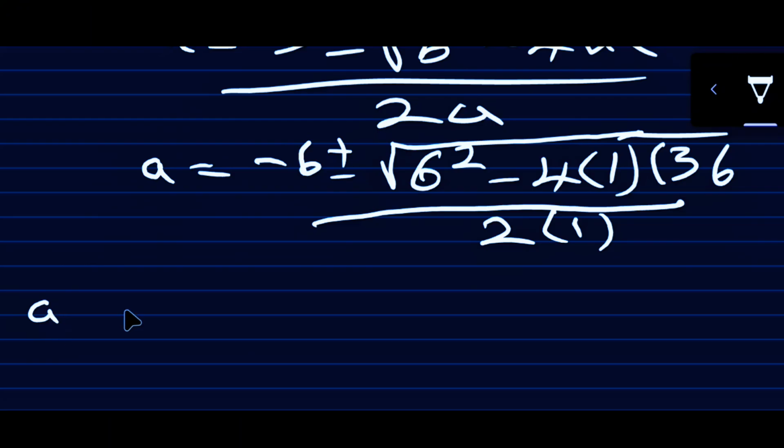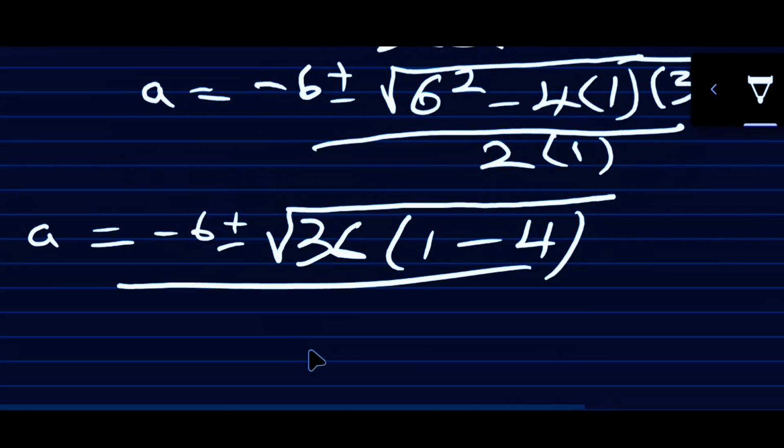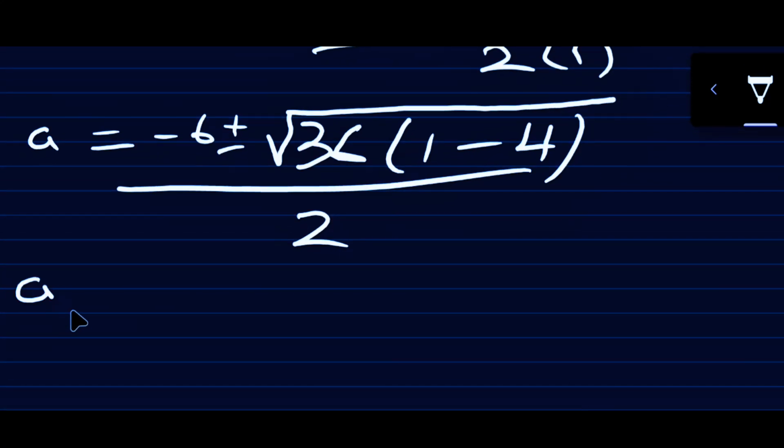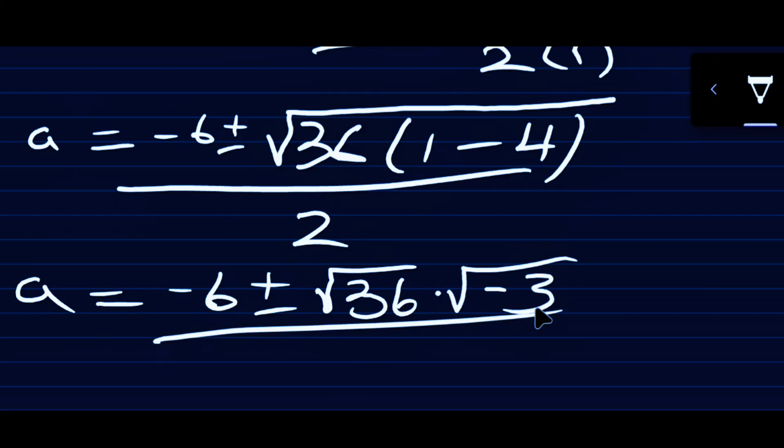Let's just write that. So from here we have a to be equal to minus 6 plus or minus square root of, now looking at all this numerator here, which is 6 squared minus 4 times 1 times 36, we'll have 36 as the common factor. Now 36 divided by 36 will give us 1, minus all this divided by 6 will give us 4. Then everything will be divided by 2. So from here we have a to be equal to minus 6 plus or minus square root of 36, then times square root of minus 3, divided by 2.